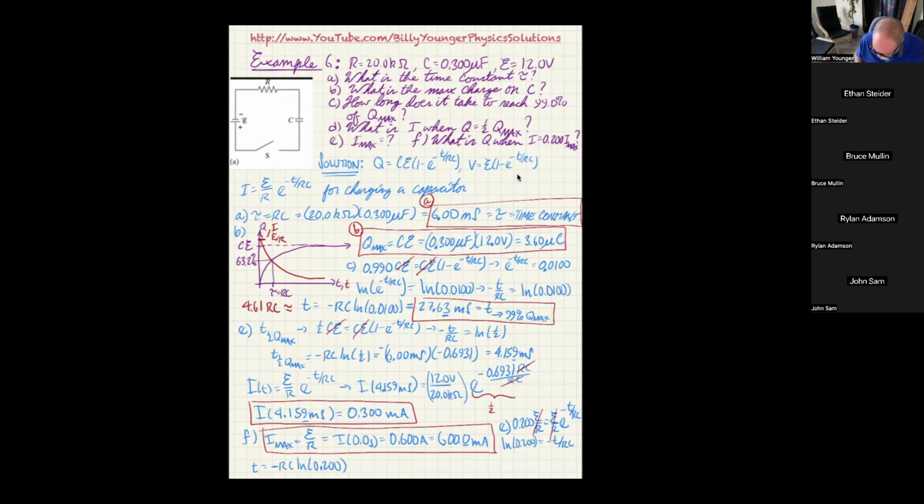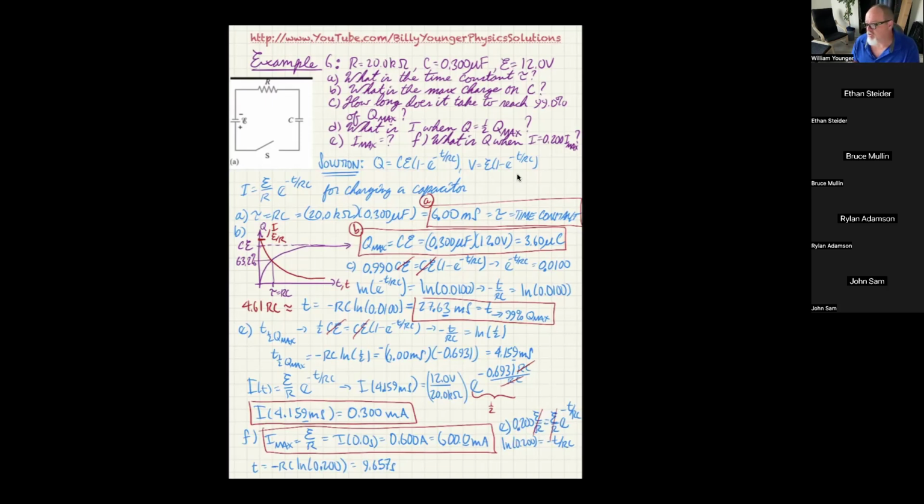Now the RC, remember, is just 6 milliseconds, and the ln is going to give us a negative as well. So ln 0.2 gives me negative 1.609 times 6. That gives me 9.657 seconds. Okay. Now you might suspect that when I gets to 0.2 of its max, then probably Q is 0.8 of its max.